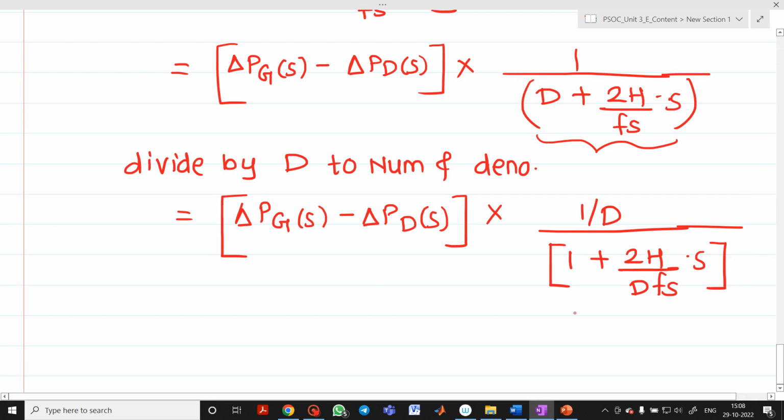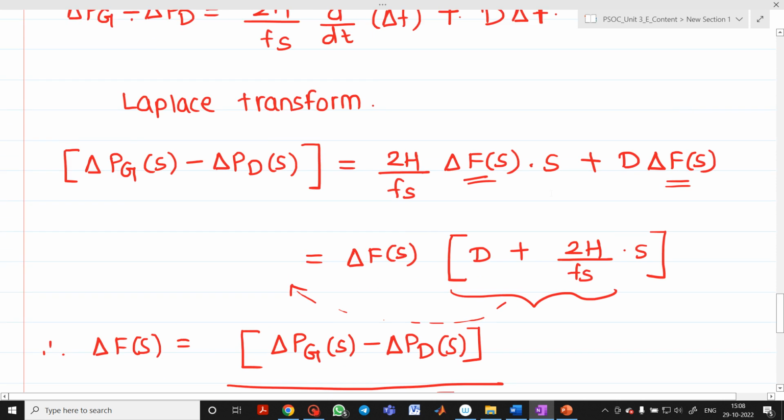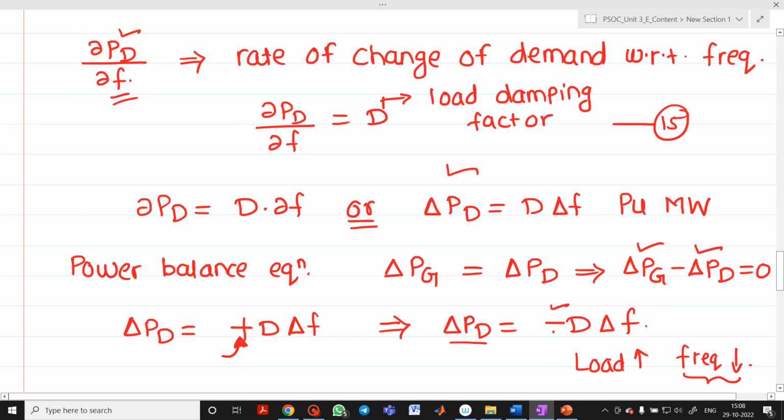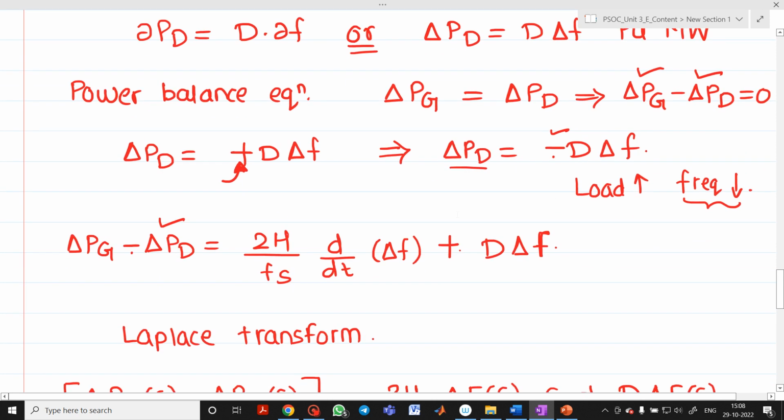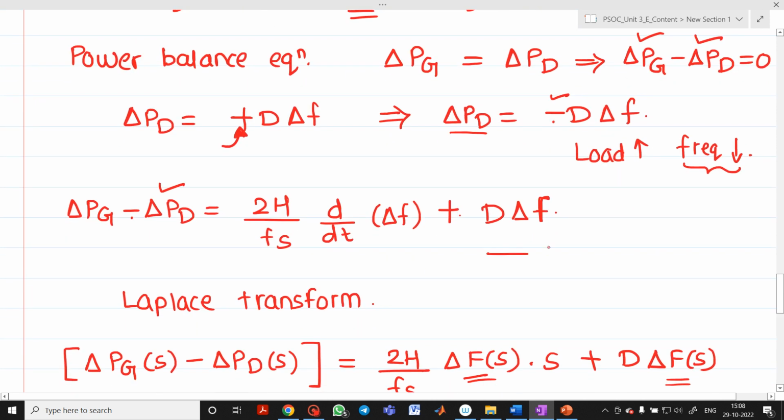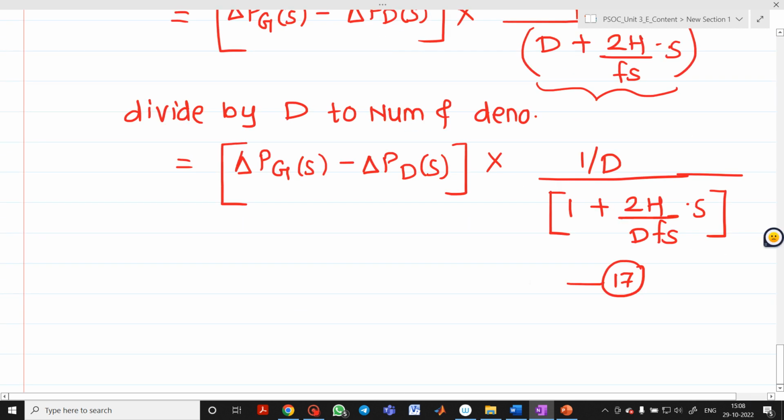So I will treat this as equation number 17. Earlier it was equation number 16, I think. Have I made this equation number 16? Let me check. Yes, it is there. Delta Pg minus this, we forgot to write this. This will be your equation number 16, and this is your equation number 17. So this is equal to delta f of S.